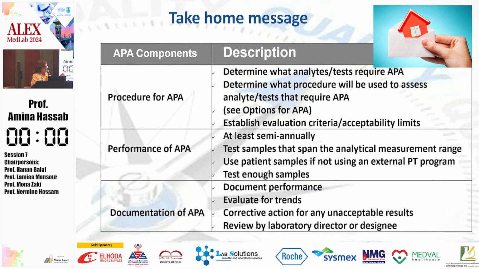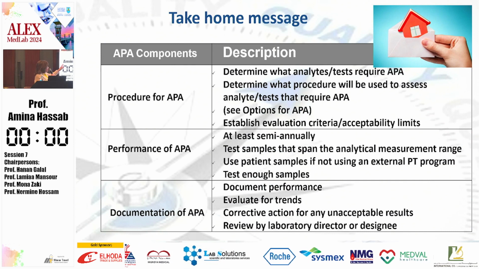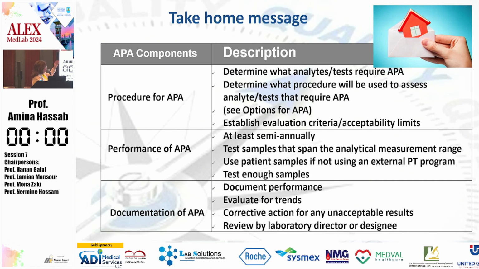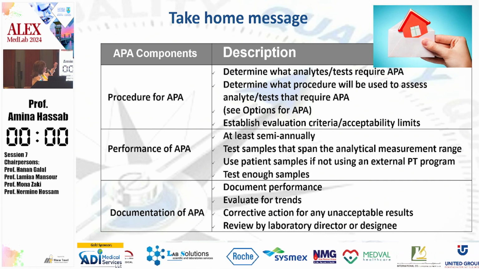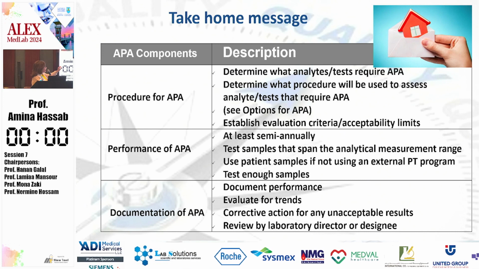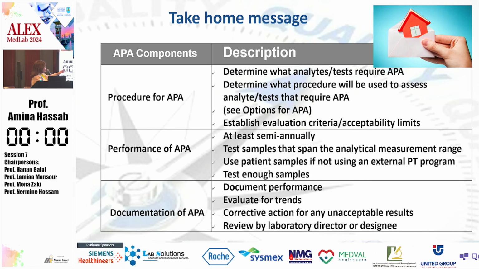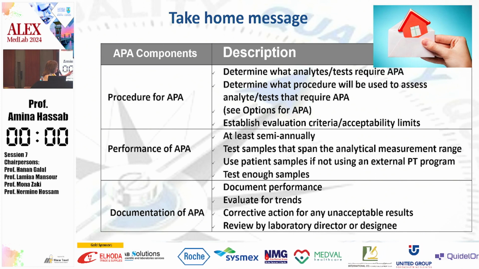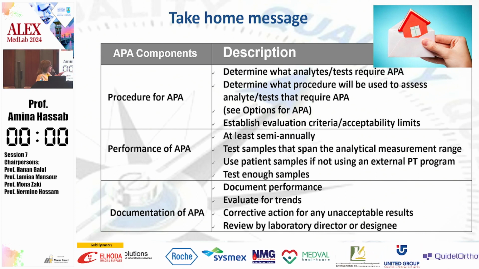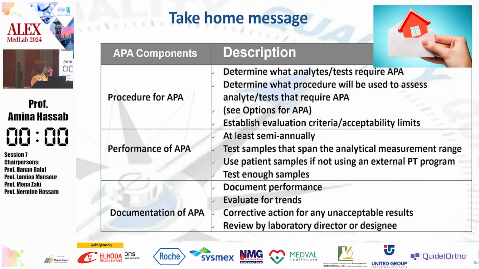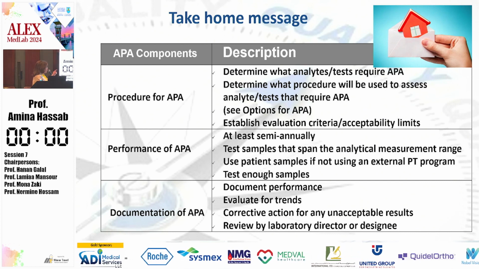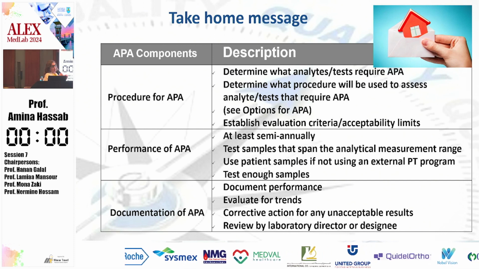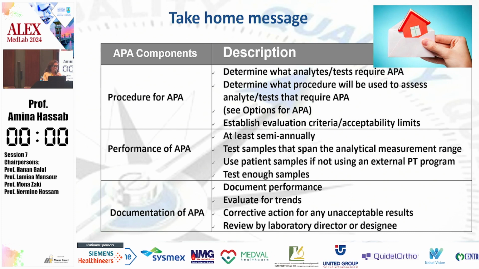So the take-home message: there is a procedure for the alternative process assessment. Determine the analytes, determine the procedure, the number of tests, establish evaluation criteria, and then perform at least semi-annually. Define the samples that you will send, and cover the analytical range, use patient samples, document, evaluate for trends, and do corrective actions, and review. The director should review all this data. And thank you.